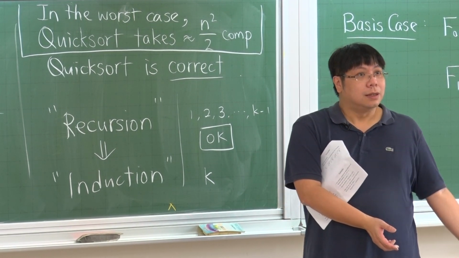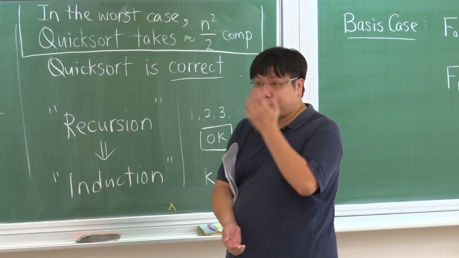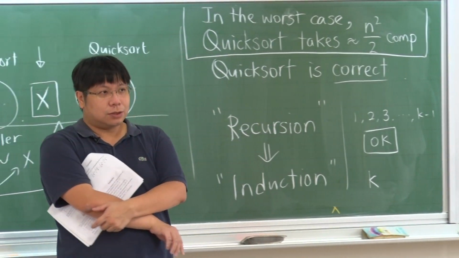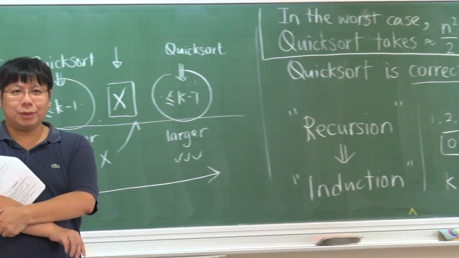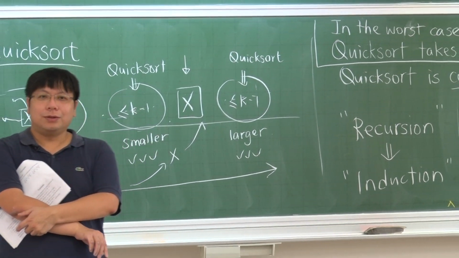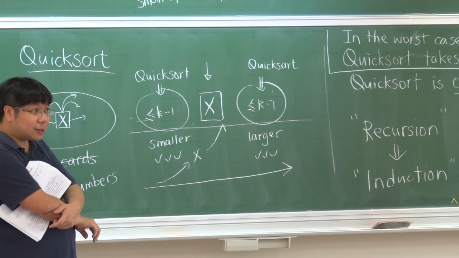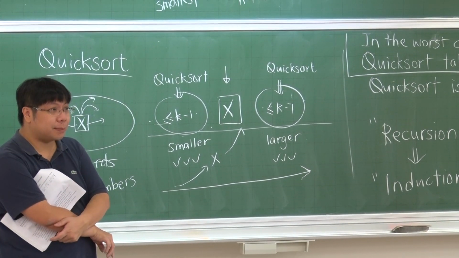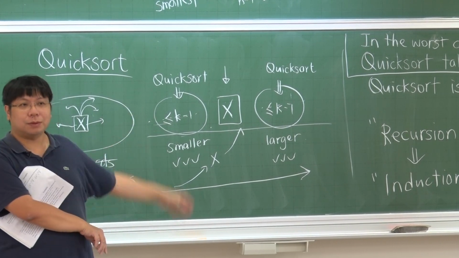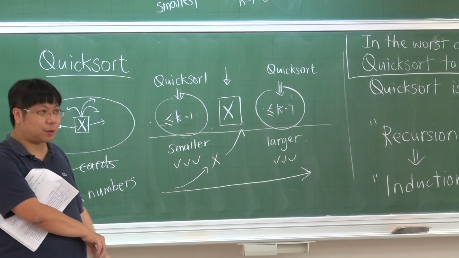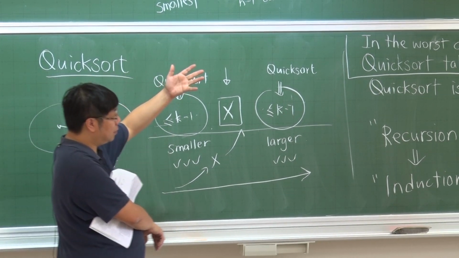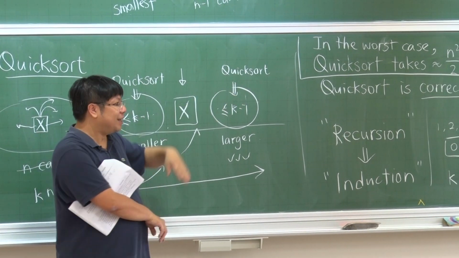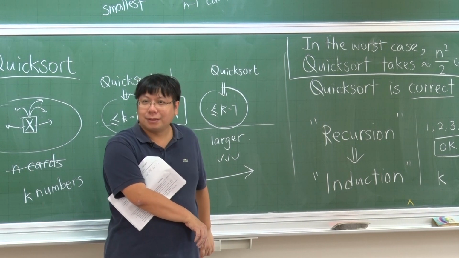Why, in the worst case, will it take n squared over 2 comparisons? You don't need to know what the worst case is. You just need to show that there exists some case which is not good, and it takes roughly n squared over 2. Then the worst case takes at least that much, worse than n squared over 2 comparisons.